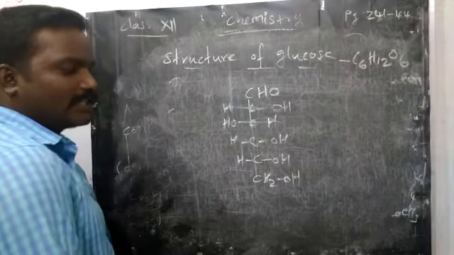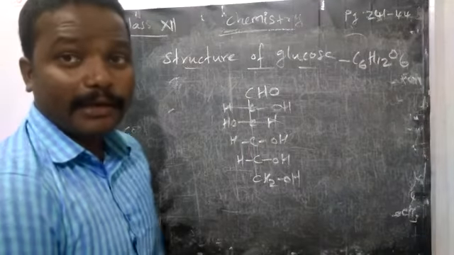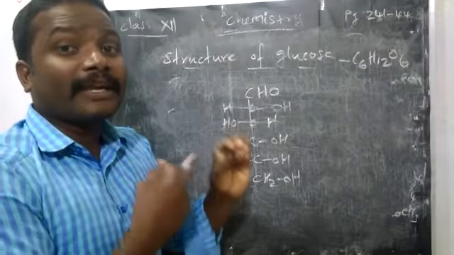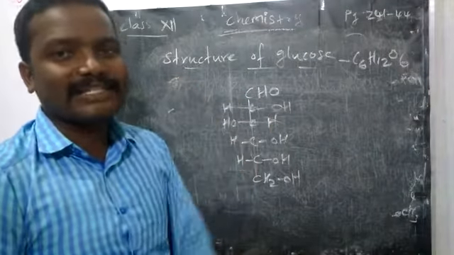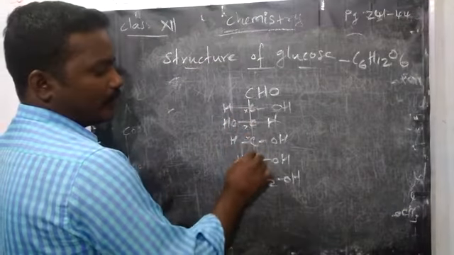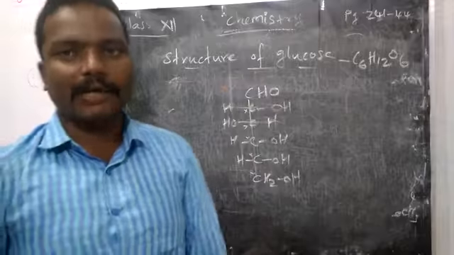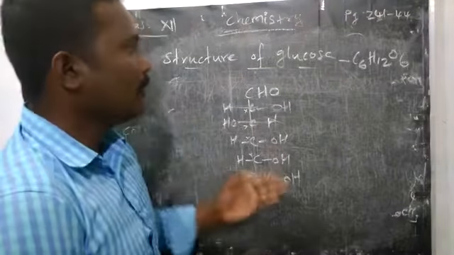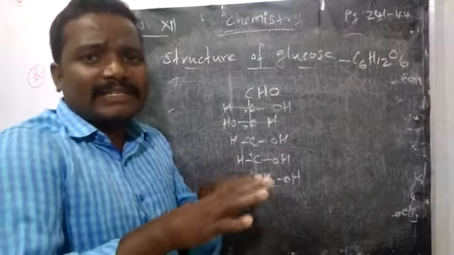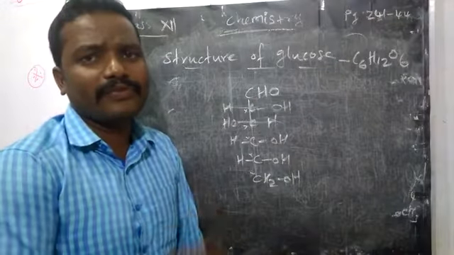How many chiral carbons are there? First tell me what a chiral carbon is. One carbon attached with 4 different groups is called an asymmetric carbon or chiral carbon. See, 1, 2, 3, 4, 5 chiral carbons we have in our glucose structure. Anyway, we have analyzed many things. The structure of glucose we found.